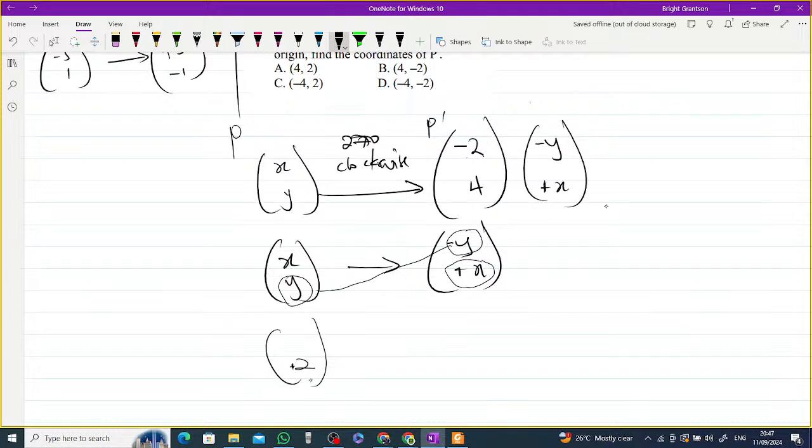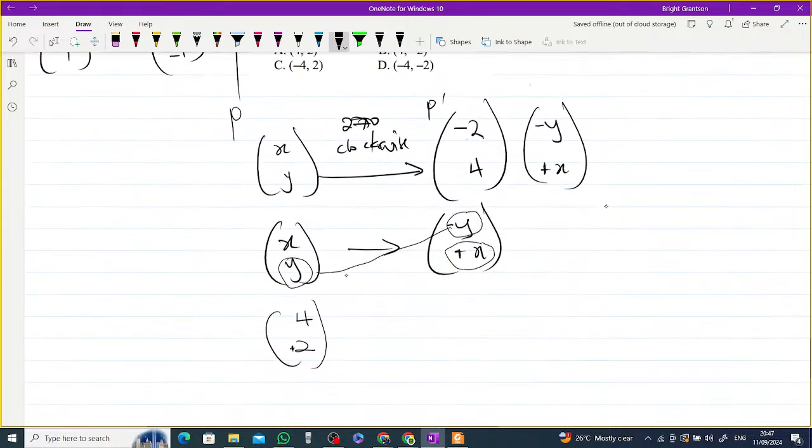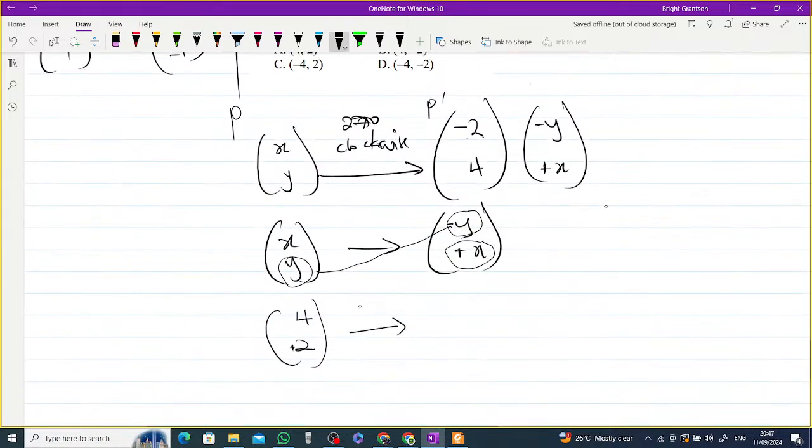Are you okay? And this x is going to be positive. So (4, 2). That means if you have (4, 2) here and you send it 270 degrees clockwise, it's going to be (-2, 4). I hope you understand.